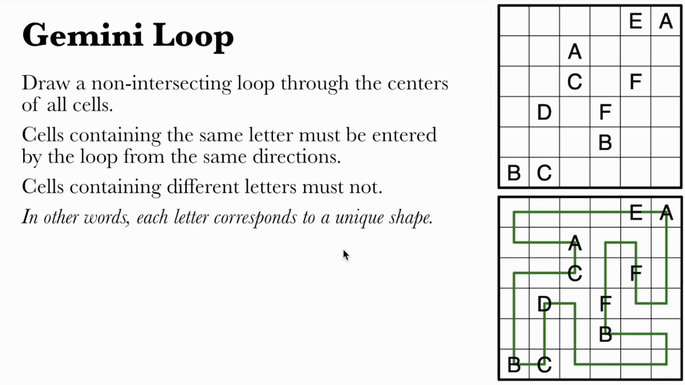So I read these three together because they kind of go hand in hand. If we take a look at, for example, the A in the grid, the path enters from the west and the south. It goes west and south from the A, and it goes west and south from this A. And no other letters go west and south. B goes north and east. In every instance, nothing else goes north and east, and so on. Those are the rules of Gemini Loop, so it's time to solve a puzzle.